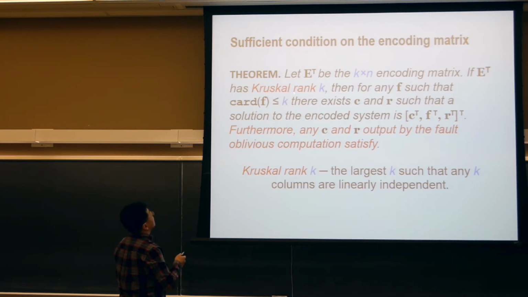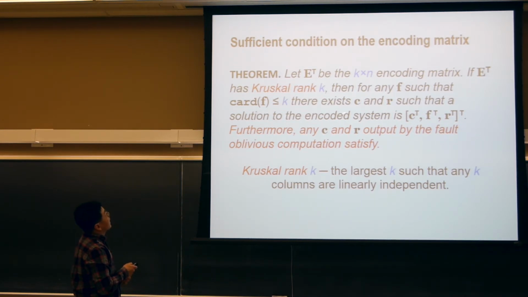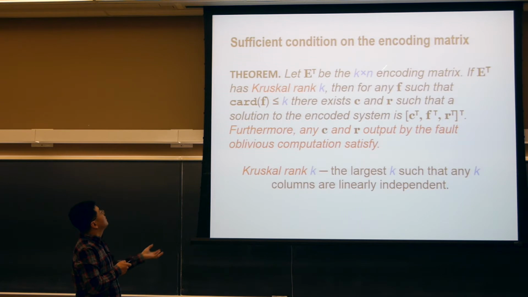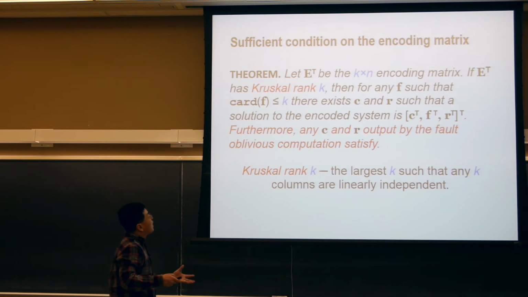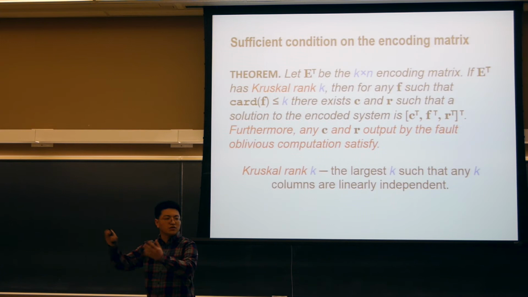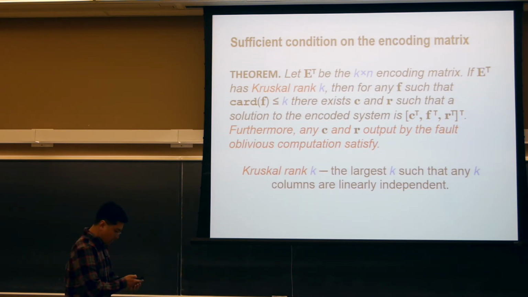Okay, so if that is satisfied, then we show that for any value f you give to the faulty components, no matter what value you give, if the cardinality of this faulty set is bounded by k, then there exist C and R such that the solution to the encoded system is given by C f R. And the C and R can be computed for the oblivious computation, just running the surviving processes until they terminate. Okay, that's our claim.